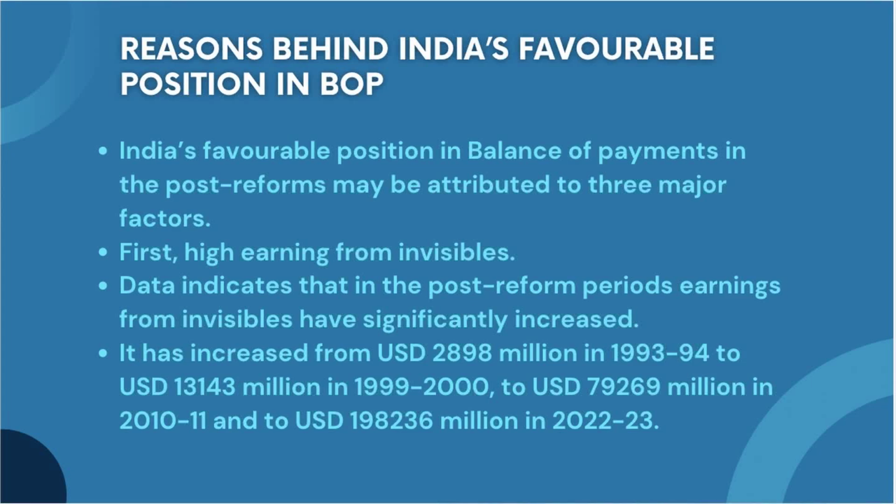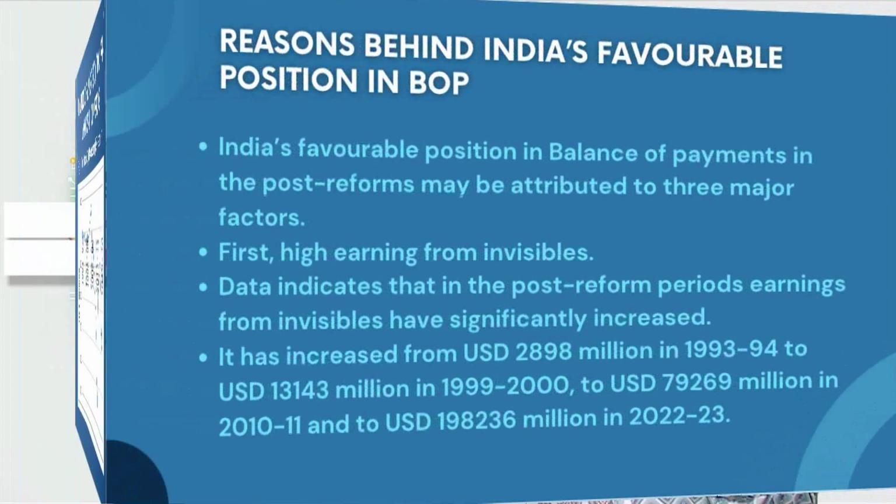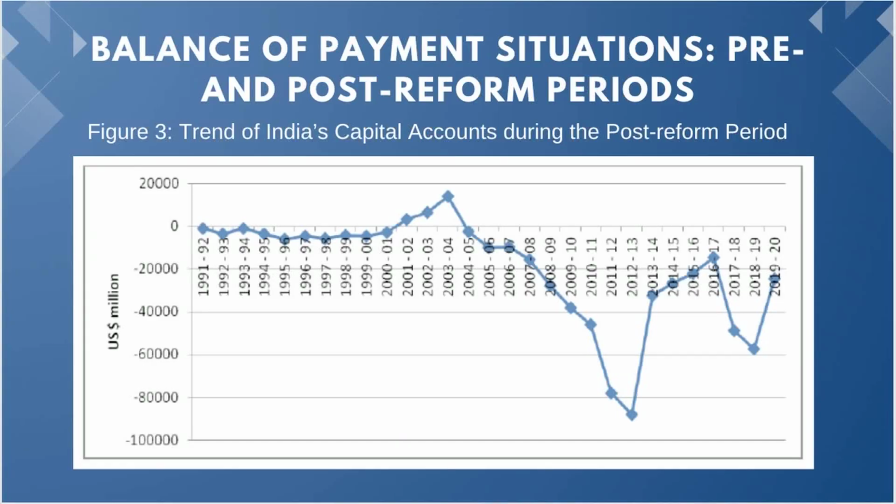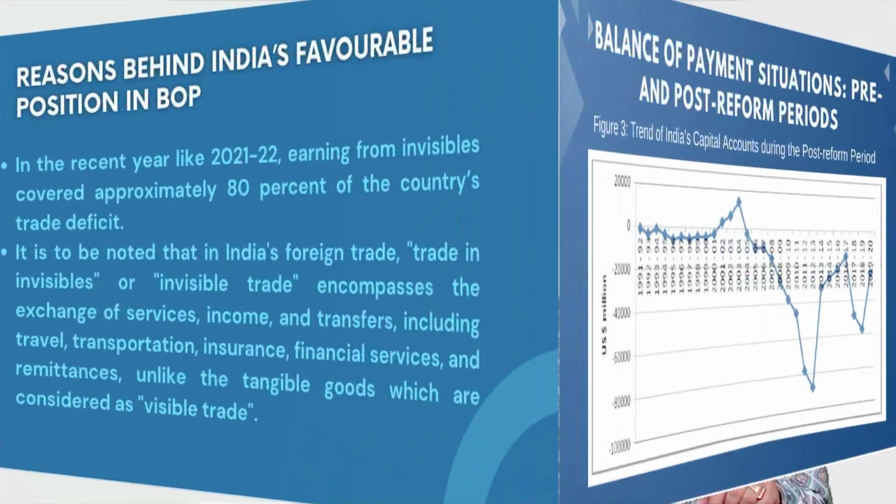It has increased from US dollar 2,898 million in 1993-94 to 13,143 million in 1999-2000 and to 79,269 million in 2010-11, and further to 1,98,236 million in 2022-23. In fact, earnings from invisibles exceeded the deficits in trade account in the years 2001 to 2003-4, due to which we can see a surplus in India's current account in those years. Please see figure 3 for this.